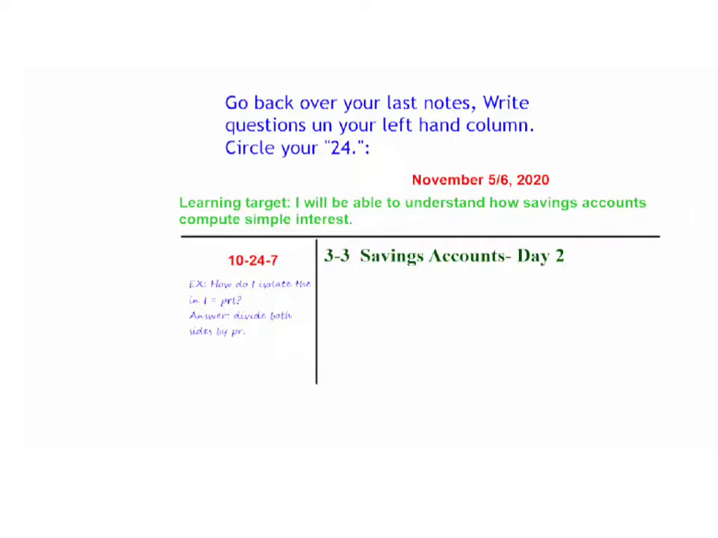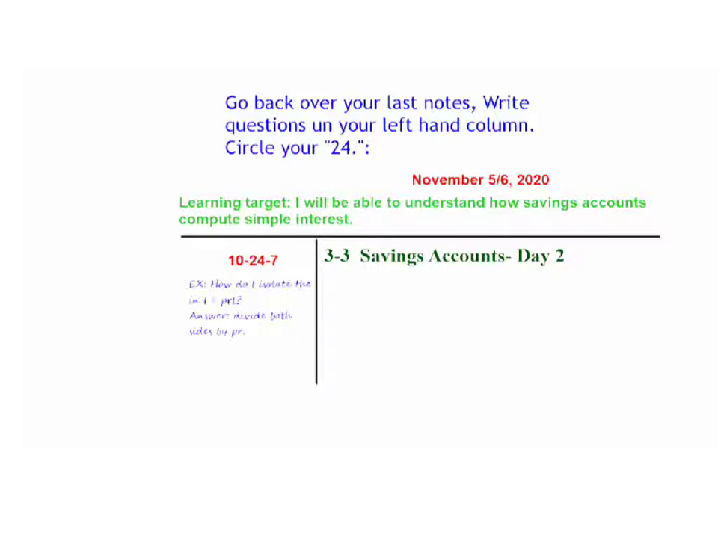All right, let's go back to our last notes page. This is the last lesson of semester 1. This was day 2 of 3.3, simple interest. I have written a question in here that you're welcome to use. How do I isolate the t in I equals PRT? And the answer is to divide both sides by PR.